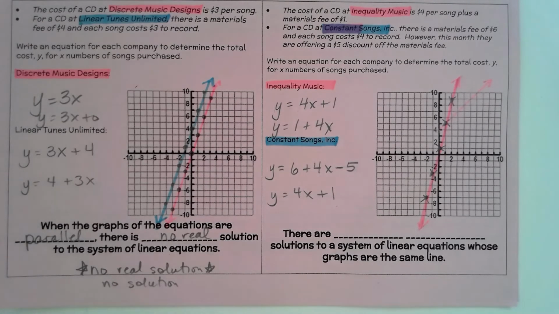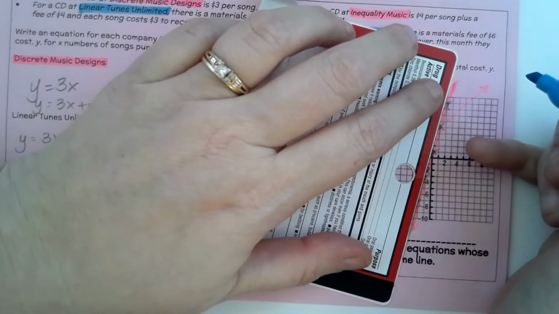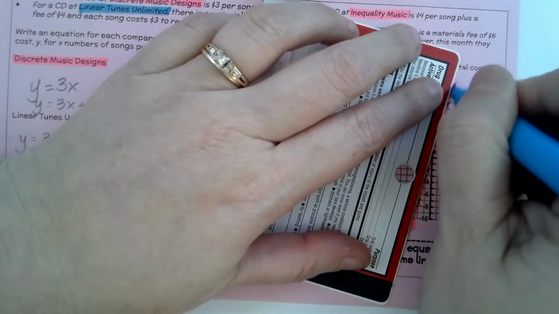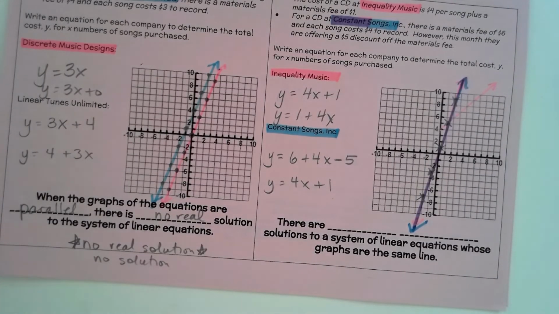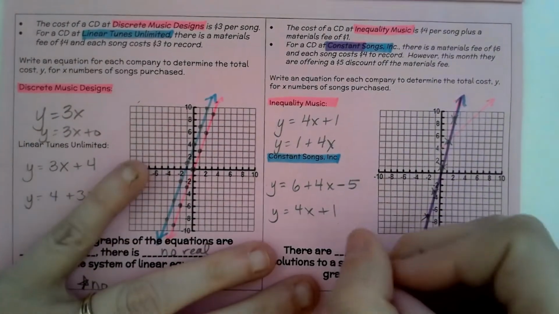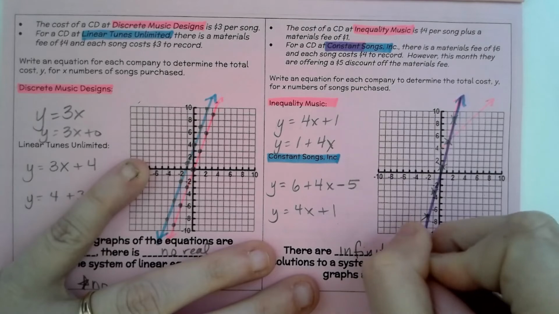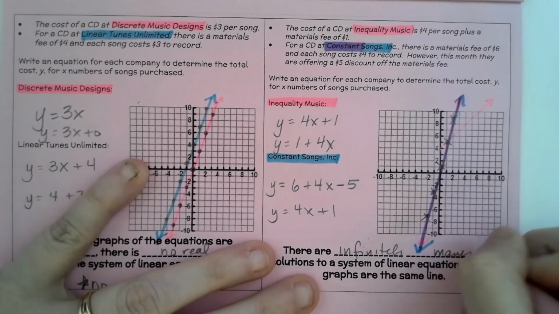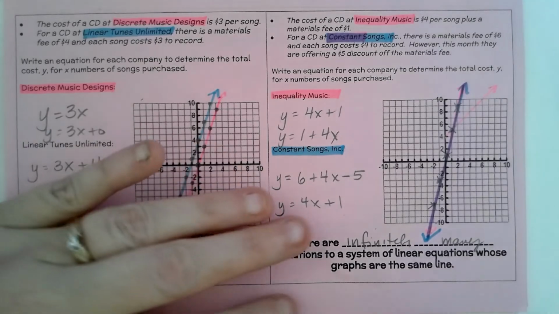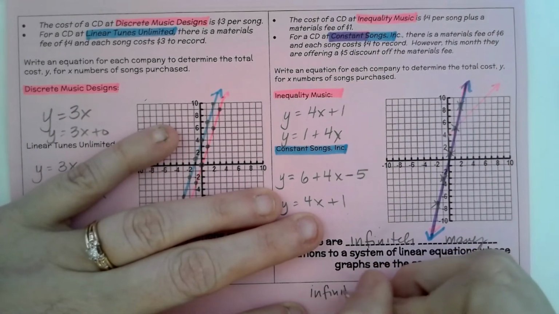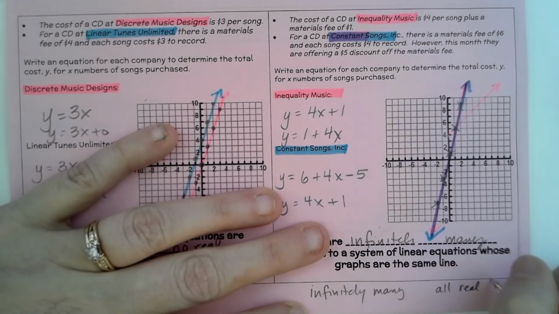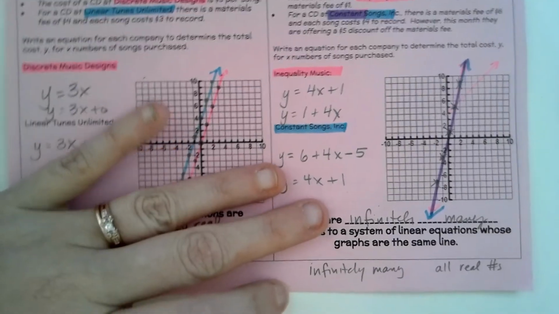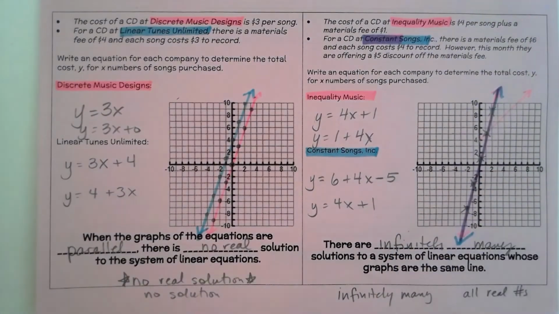So what this means is that I have infinite solutions because everywhere I put a point on this line, they're the same. It's almost like a double shaded line. So what this means is that there are infinitely many solutions to a system of linear equations whose graphs are the same line. So you might see infinitely many. You might see all real numbers. Okay, so these are the types of solutions that we might see. Now this again should all sound very familiar to you, and we're going to summarize that tomorrow.